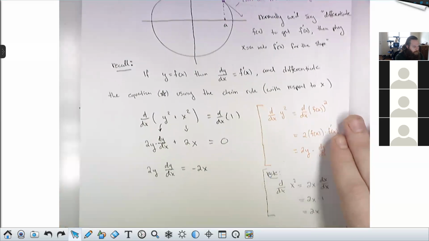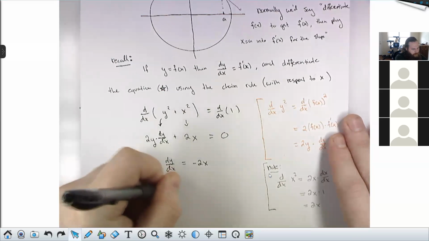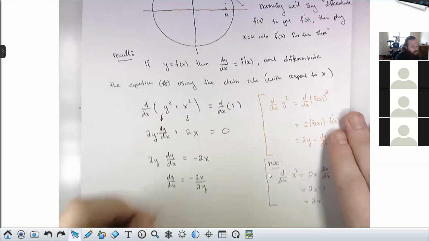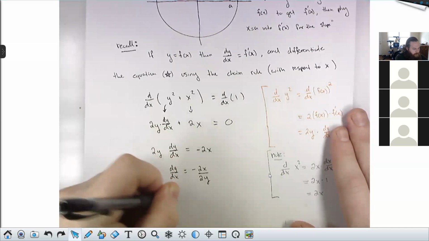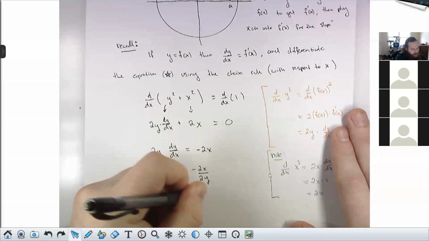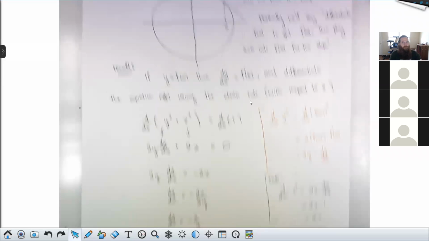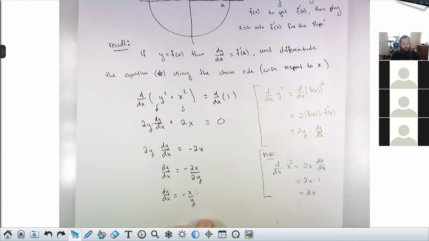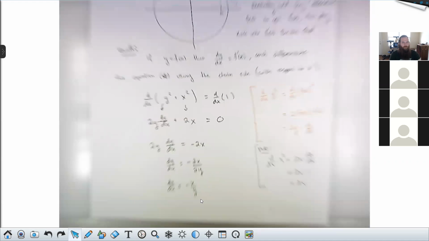And then I can divide over by the 2y. And I get dy dx equals negative 2x over 2y. And you can cancel the 2's. And you get dy dx equals negative x over y. So if we wanted to know the slope of that tangent line, I would just have to find the point here, and then take the x value and divide by the y value. Good stuff, right?